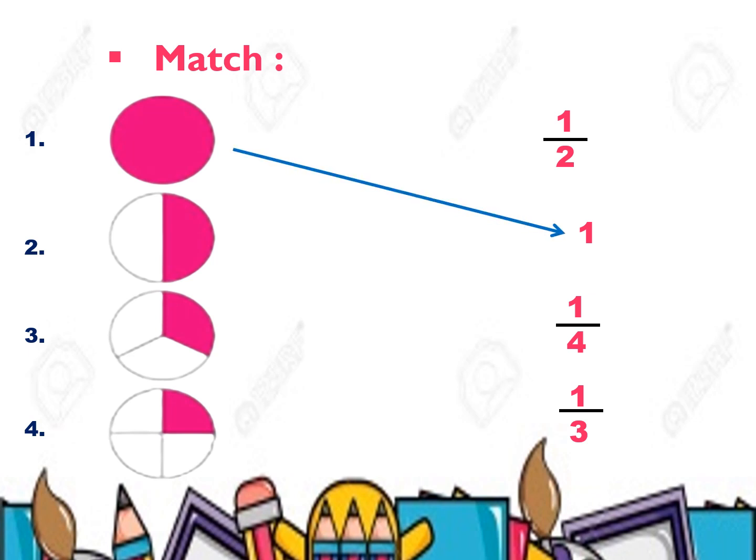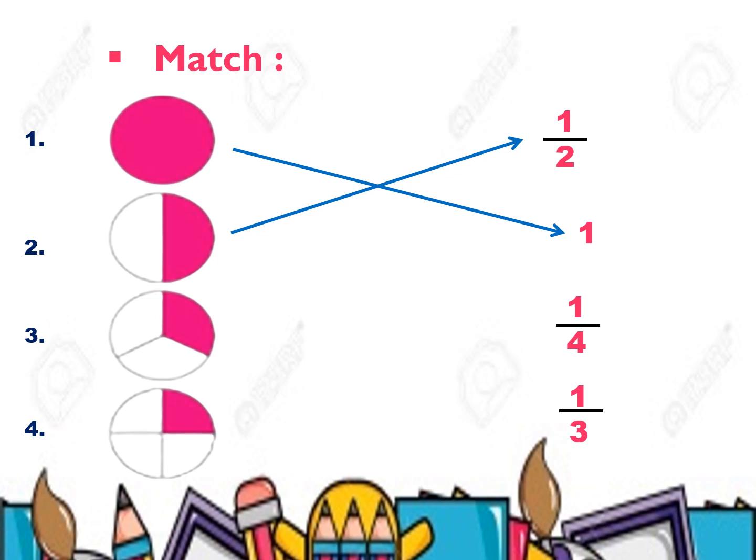The second circle, I have here divided into 2. So the total part is 2. And I have one part colored. So I will write 1 over 2. I will match it. 1 over 2 is called 1 half or 1 over 2.